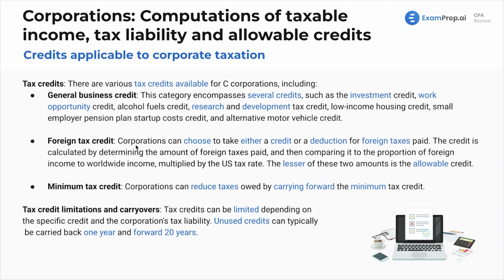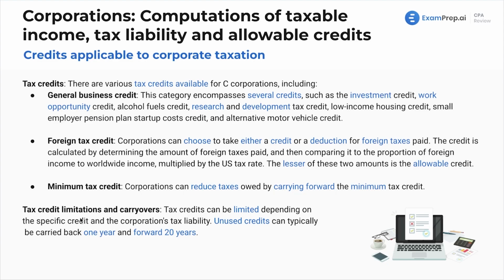The foreign tax credit, corporations can choose to either take a credit or a deduction for foreign taxes paid. I know we have an example in one of our lessons where we go through the differences between taking a credit or a deduction for foreign taxes paid. The credit is calculated by determining the amount of foreign taxes paid and then comparing it to the proportion of foreign income to worldwide income multiplied by the US tax rate. The lesser of these two amounts is then the allowable credit. And then the minimum tax credit, corporations can reduce taxes owed by carrying forward the minimum tax credit.